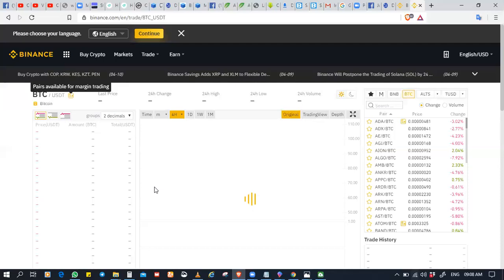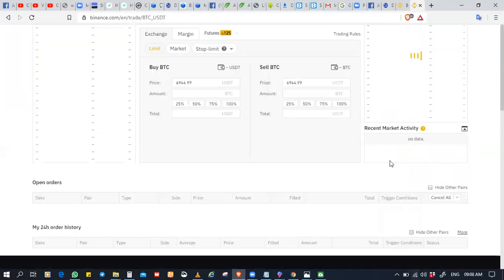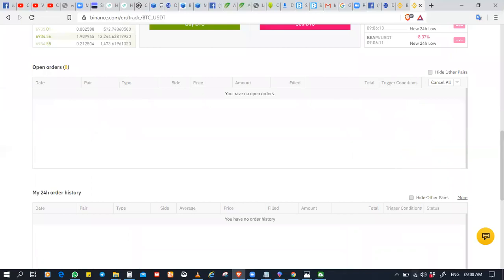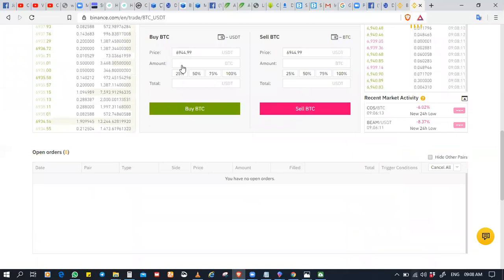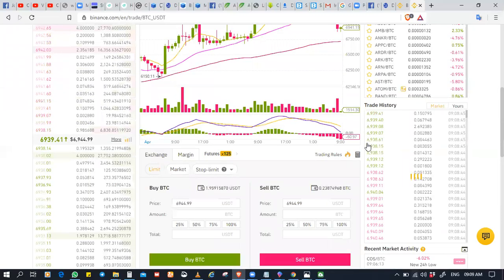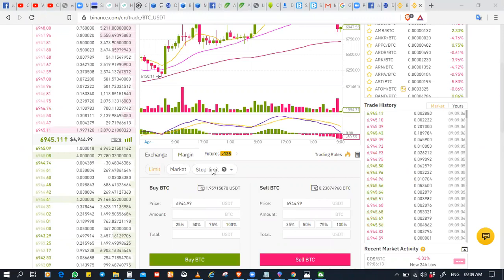Having a little challenging network here. Brings me here. Now, currently, the price of Bitcoin is $6,944.99. That is the current price of Bitcoin. Now, what do I want to achieve? Again, a stop loss. Following my cursor, you see limit, market, and of course, stop loss. So I'm going to click on the stop loss.